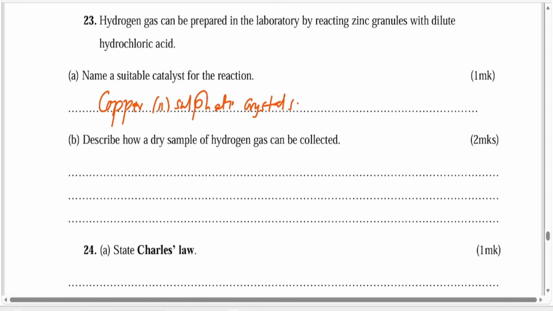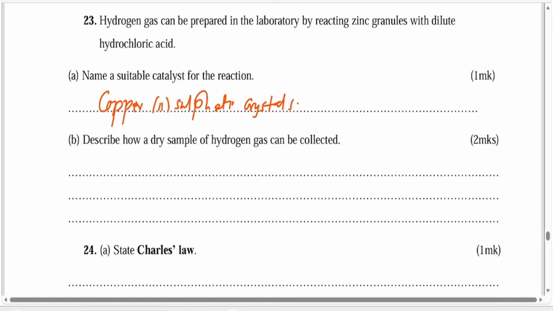Part B of the question, describe how a dry sample of hydrogen gas can be collected. How can I collect a dry sample of hydrogen gas? I can pass the gas through concentrated sulfuric 6 acid in a flask, or I can use a U-tube and I pack it with calcium oxide or anhydrous calcium chloride as drying agents, and then I collect the gas using upward delivery.